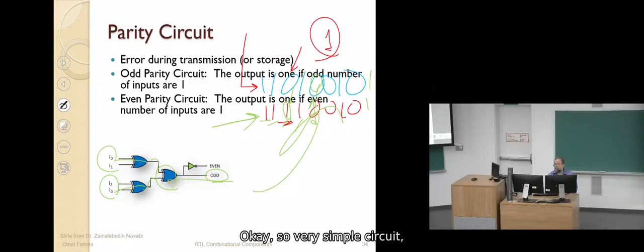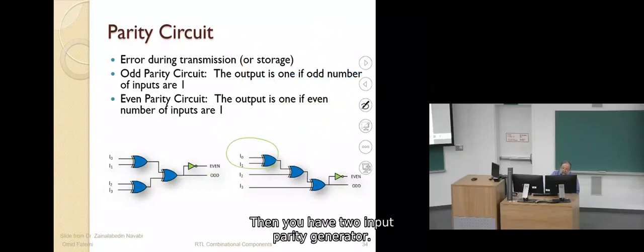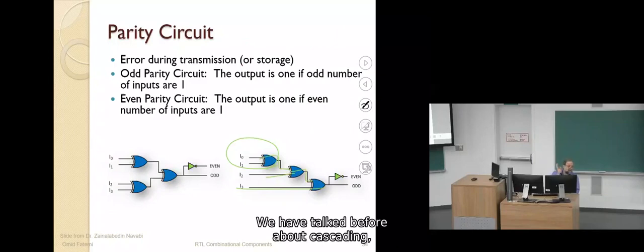So it's a very simple circuit, and this is another component that you put in your bag. In your RTL design, when you need a parity generator, you can use this circuit. We can even make it cascadable. You see it is very regular. If you put it like this, it is very cascadable. When you have a two-input parity generator, this is it. When you have three inputs, you get the output from one and XOR it with the input, so it is three inputs now. If you get the output from the three-input one and XOR it with the fourth input, then you have a four-input parity generator. So it is very easily cascadable. Again, as we have talked about before regarding cascading, it adds delays.